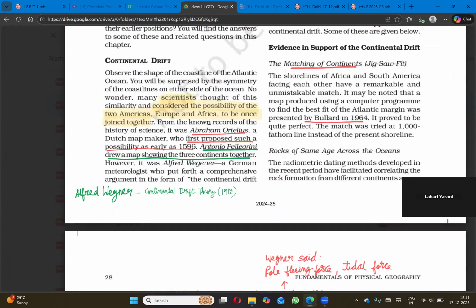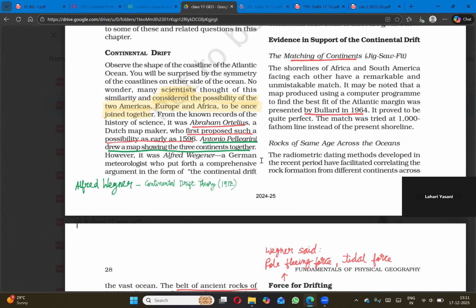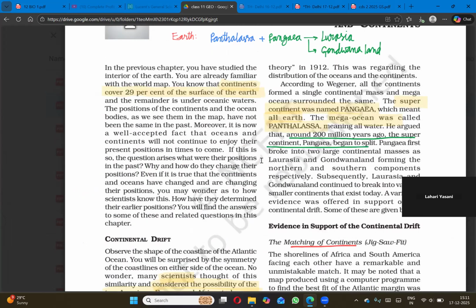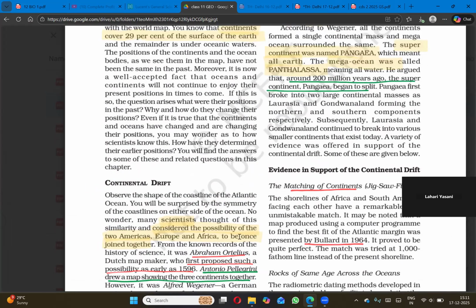Next, from the known records of the history of science, it was Abraham Ortelius, a Dutch map maker, who first proposed such a possibility as early as 1596. So in 1596, Abraham Ortelius proposed that the two Americas, Europe and Africa could have been joined together. However, it was Alfred Wegener, a German meteorologist, who put forth a comprehensive argument in the form of continental drift theory. So, who gave continental drift theory? Alfred Wegener in 1912.